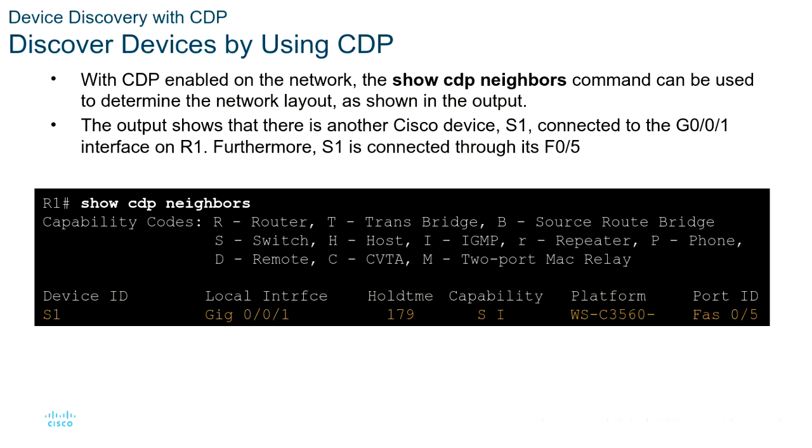So in this case, he's typed the command show CDP neighbor, and the prompt is R1, you're at the router, and the router is showing us.